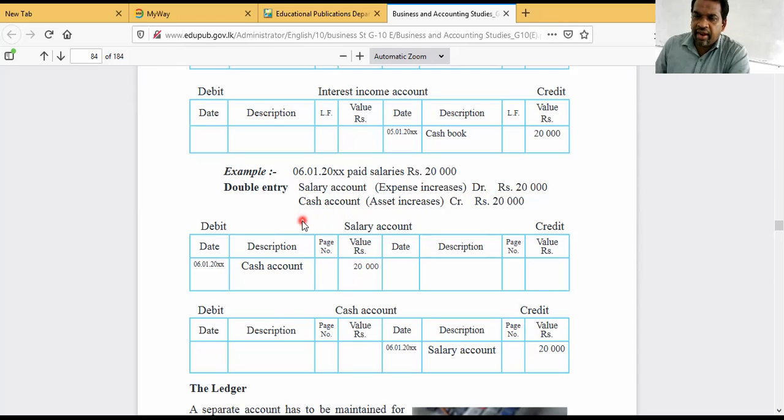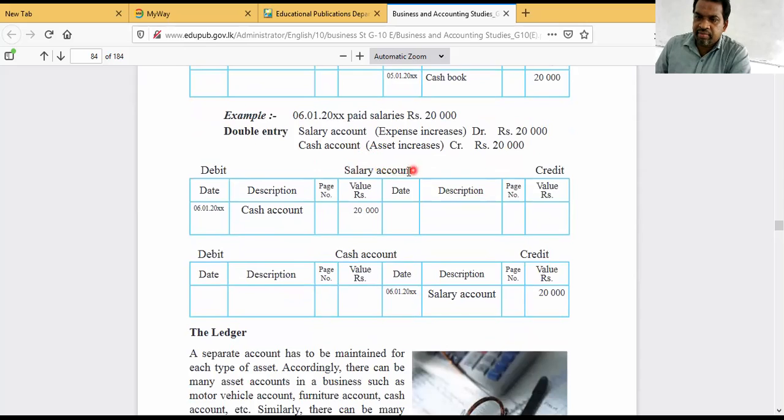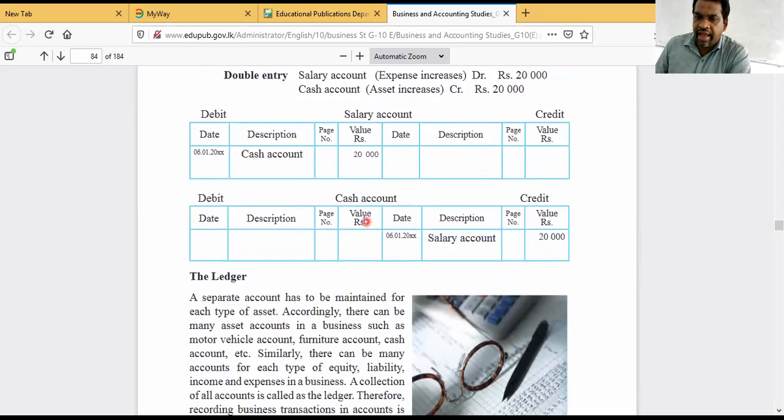Equally, when you pay salaries in cash, the cash assets will come down by the same amount. Therefore, asset decreases, principle, cash account credited 20,000. So salary expenses, then salary account you have debited 20,000, say in cash account. In cash account you have credited salary account, say 20,000.